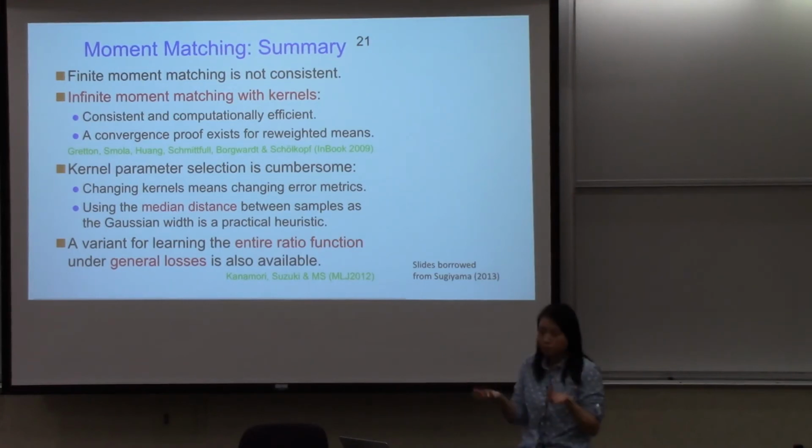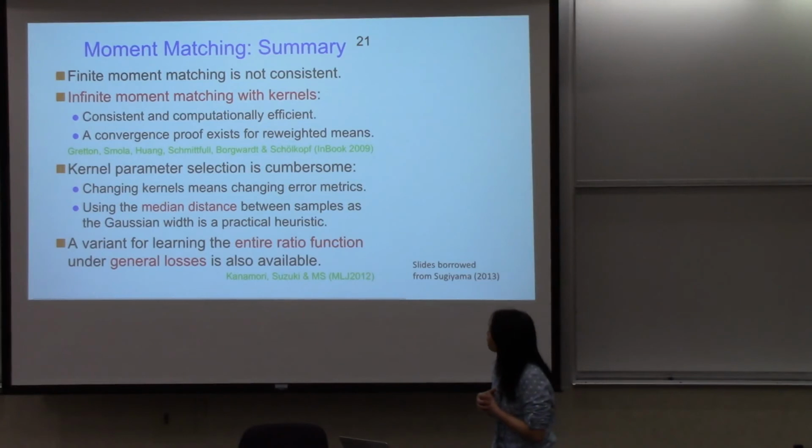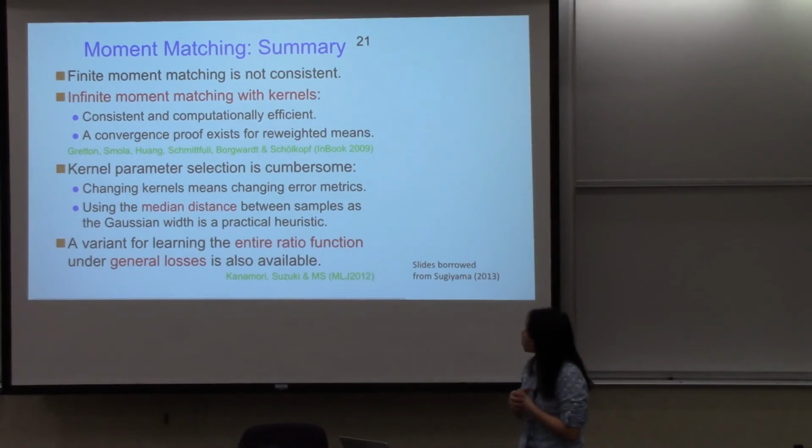Okay, so as a summary, we mentioned that finite moment matching is not consistent, so we want to use infinite moment matching with kernels. Then it's consistent and also computationally efficient, because with kernel functions you can avoid the dot product and directly calculate the kernels. And you can also prove consistency in this case.